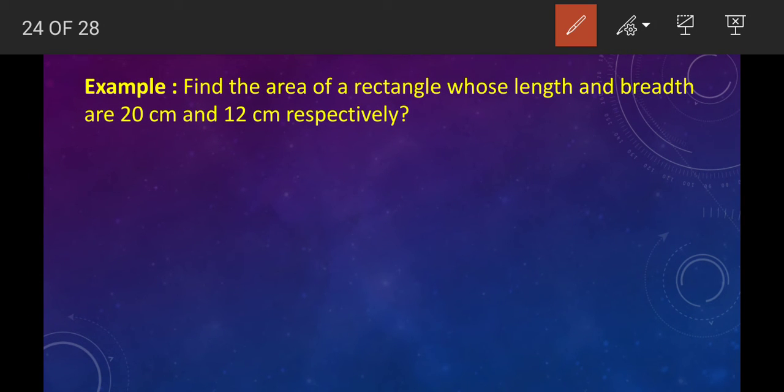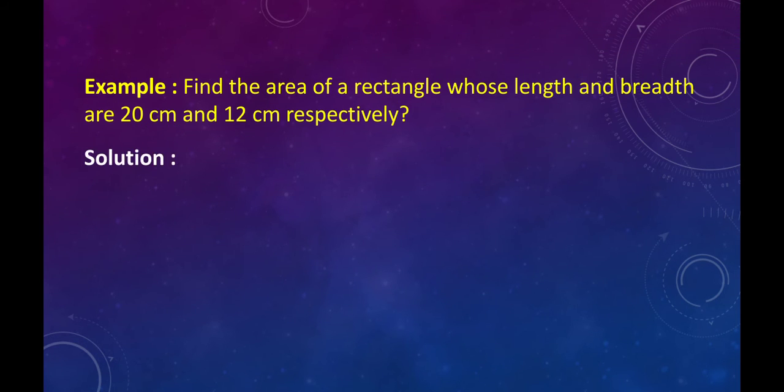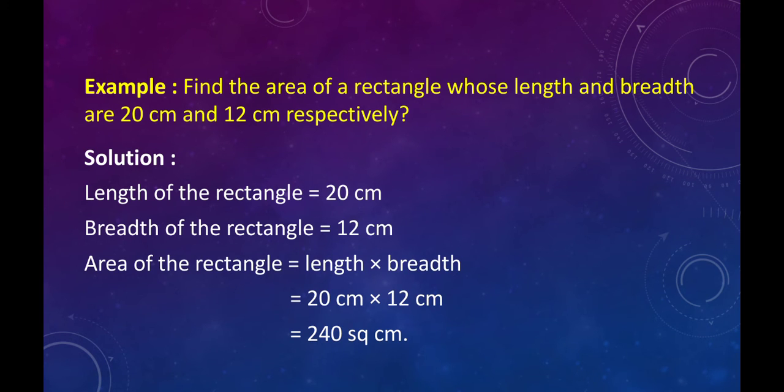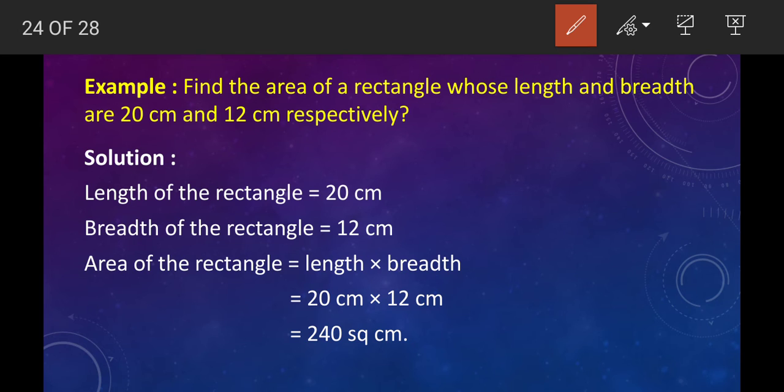Find the area of rectangle whose length and breadth are 20 cm and 12 cm respectively. Solution: we have to write whatever is given in the question, that is length of rectangle is 20 cm, breadth of rectangle is 12 cm. Then area of rectangle equals, as already discussed, length multiplied by breadth. So length is 20, breadth is 12, 20 times 12 is 240 square centimeter.